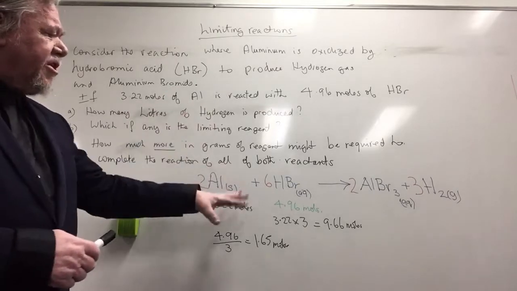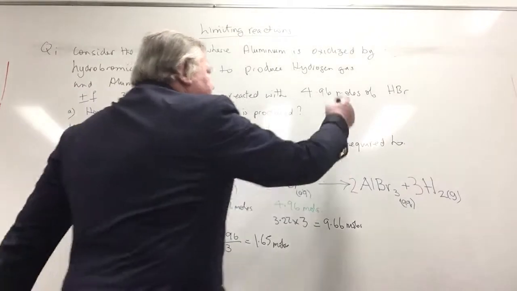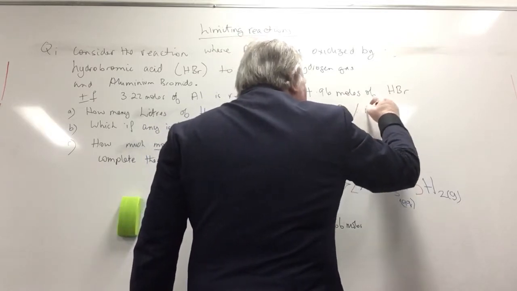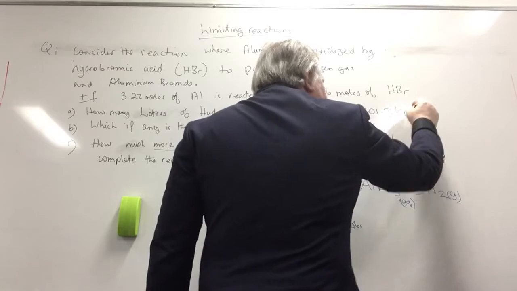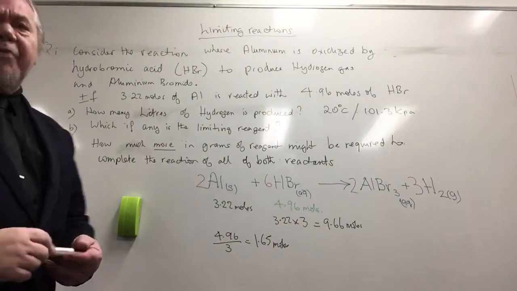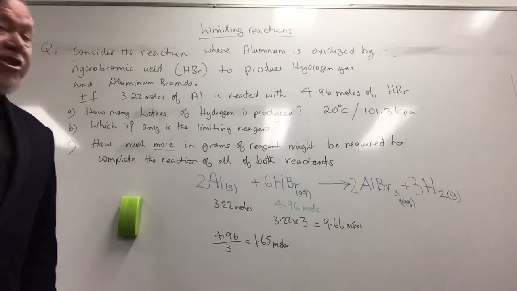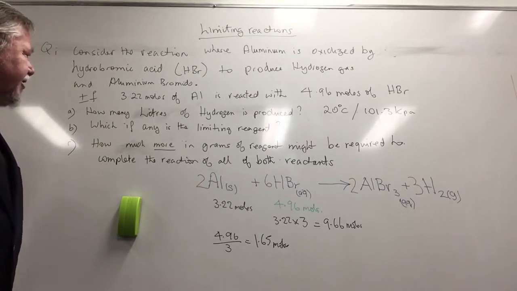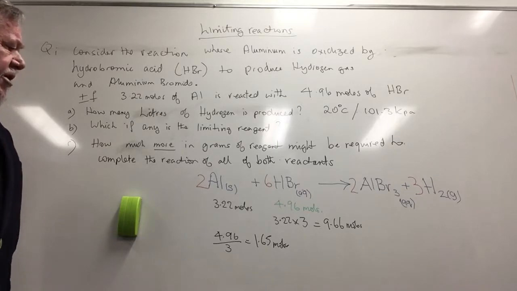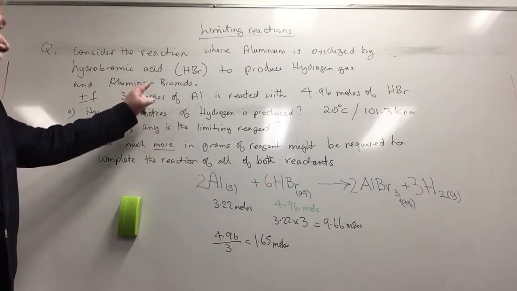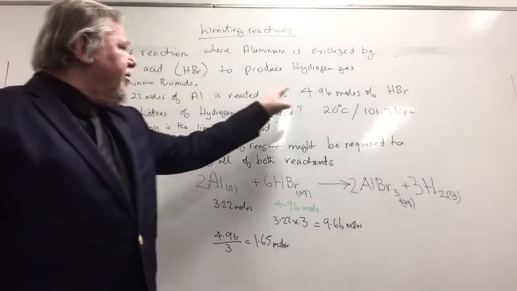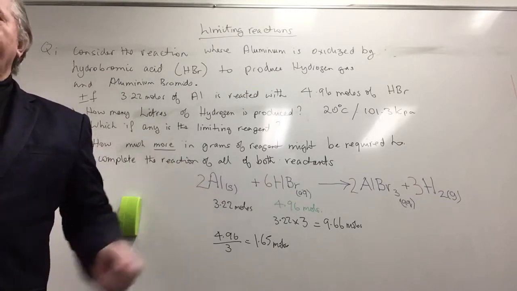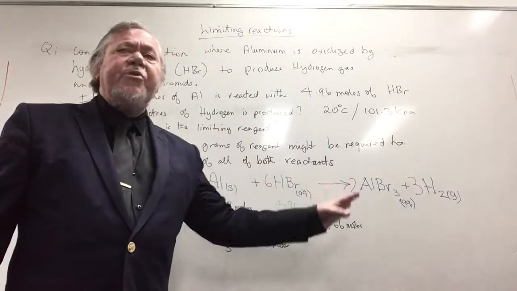Well, at this particular thing, we're going to say that this is at 20 degrees C and 101.3 kilopascals. Okay, so 20 degrees C and 101.3 kilopascals. That will be the conditions for this particular reaction. It says how many liters of hydrogen is produced? What do you think? We put 3.22 moles of aluminium with 4.96 moles of hydrobromic acid. How much hydrogen can you calculate will be produced?